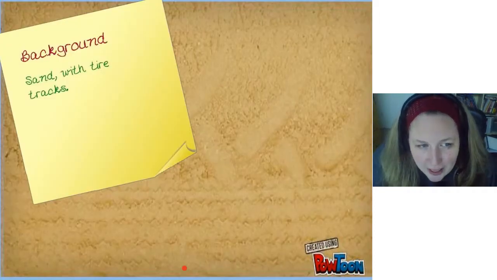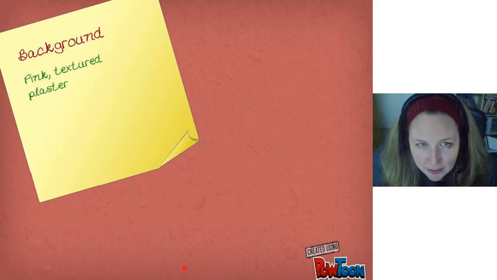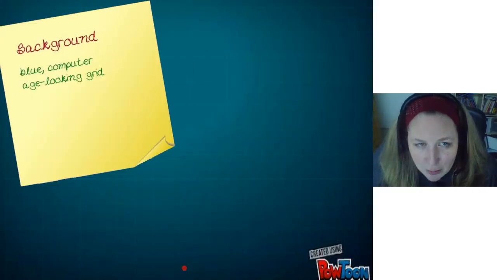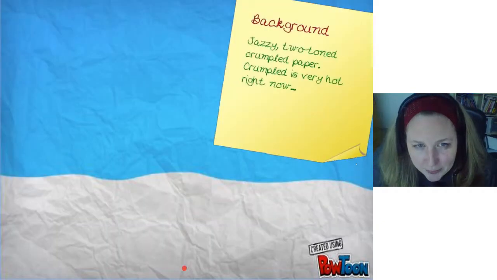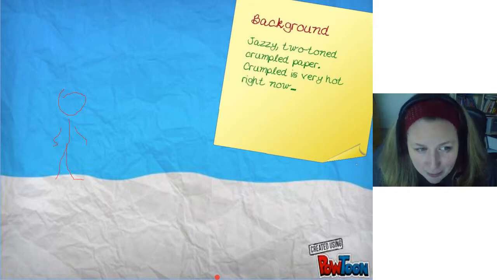Here's a funky one, stand with tire tracks, pink textured plaster, blue computer age looking grid, jazzy two-toned crumpled paper. One of my students used this design and she made it look really cool, and I'm going to show you an example of that coming up. Crumpled for some reason is really hot right now. Lots of crumpled looks in Powtoon.